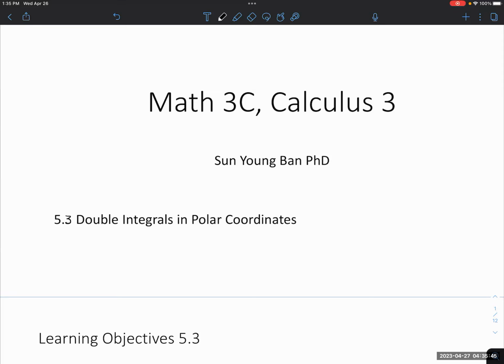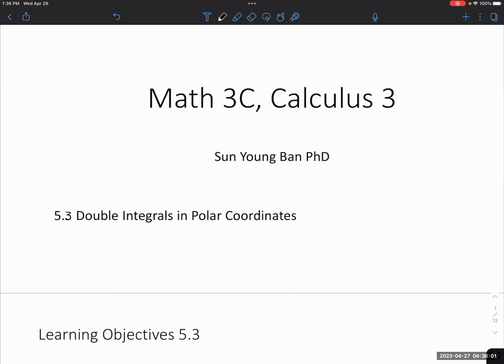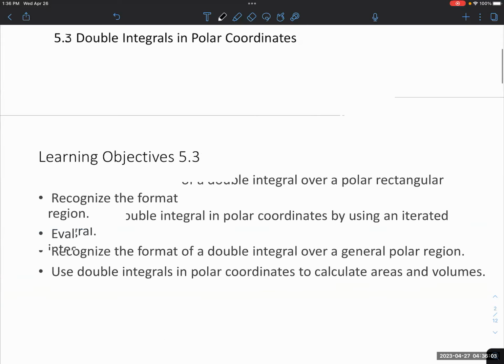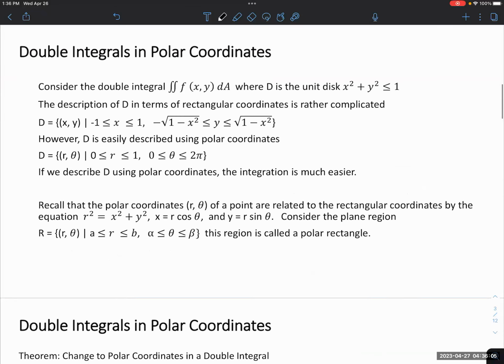So maybe you forgot the difference between rectangular coordinates and polar coordinates, so I'm going to briefly talk about the difference. We learned that in chapter 1 a long time ago. So here is a great example of when you're using the double integral in polar coordinates. I'm going to show you that example.